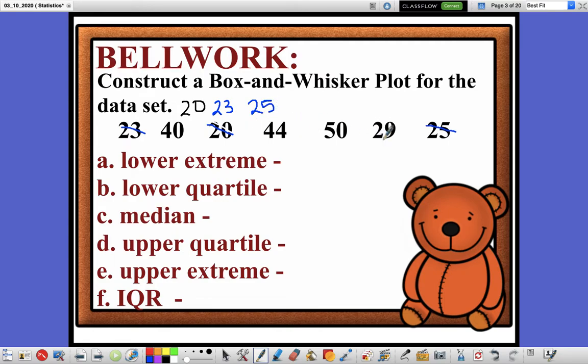The next one is 29. The next number is 40. Right, then I write down my 40. Okay, we move to 44. Then this is 44. Then the last number is 50, which is the largest number.